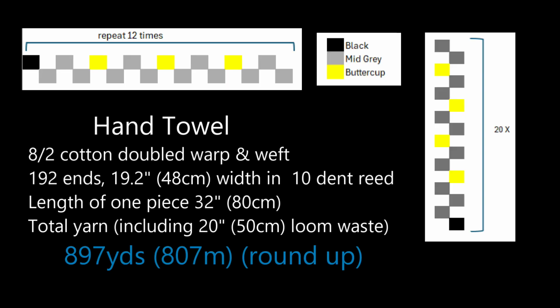So now our pattern looks like this. We have our warp threading order, our weft pick order, and we have our colour chart. We know it's 8/2 cotton doubled, warp and weft. We have 192 ends, 19.2 inches or 48 centimetre weaving width in a 10 dent reed. We have a length of one piece of 32 inches, which is 80 centimetres in metric. Total yarn, including loom waste, 897 yards or 807 metres. And I always round up just to be safe.